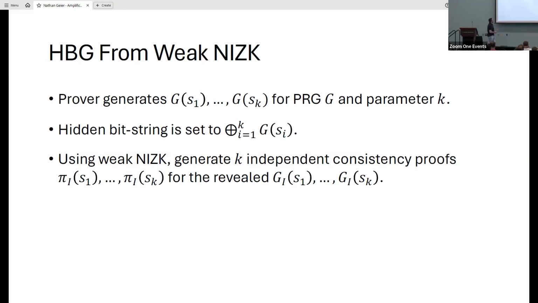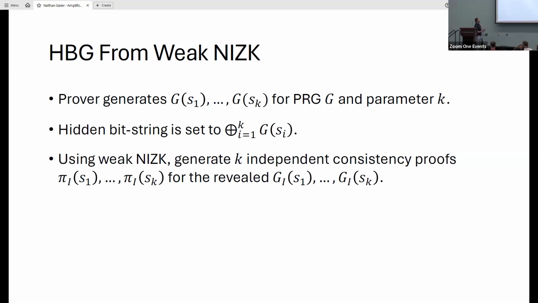So I think maybe the most natural first attempt is to just take k independent copies and take the XOR. That is, draw k independent seeds, apply the PRG to each of them, and then take the XOR. Now, when you want to reveal the output bits corresponding to subset I, along with the consistency proof, what you can do is reveal subset I of every PRG application to every seed, along with the consistency proof for that seed.